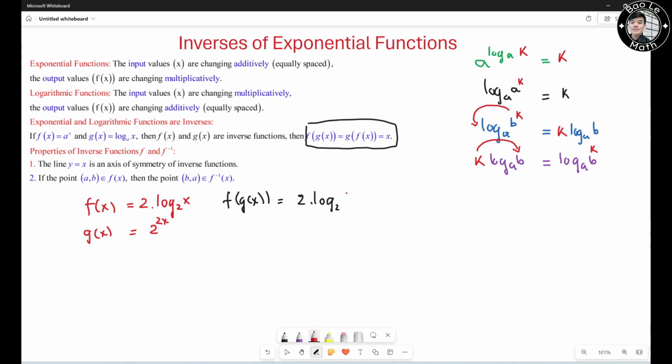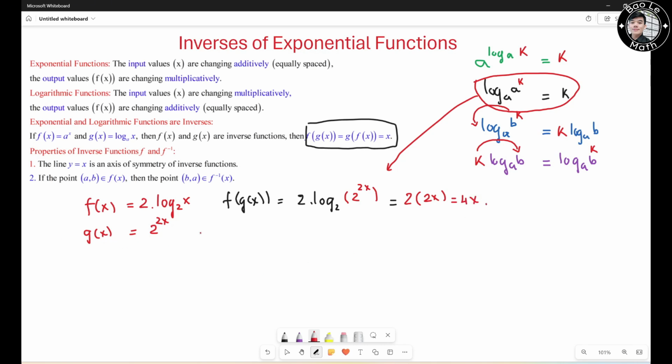It's going to be the same thing as 2 times log base 2 of s, but in this situation, s should be g of s, so I put parentheses: 2 to the power of 2s. Now we apply the formula, and it turns out to be 2 times 2s. It's going to be 4s.